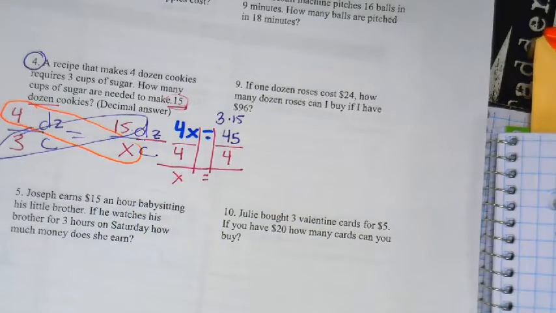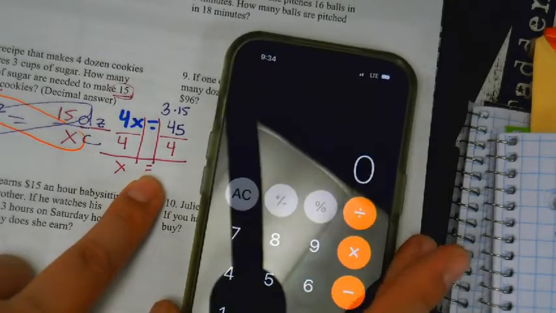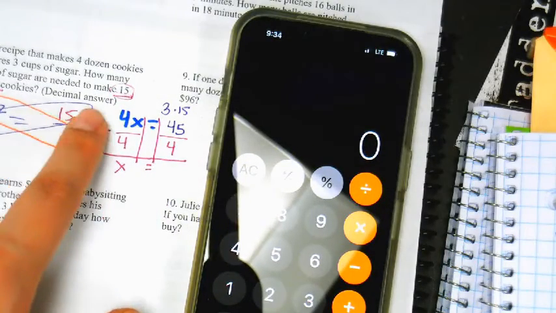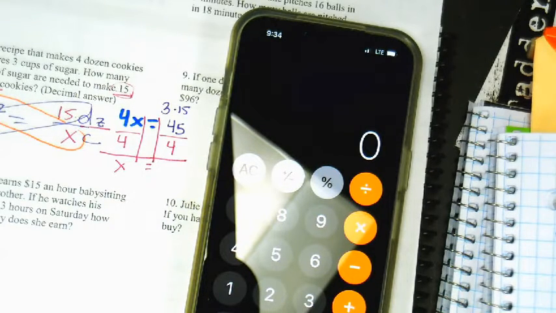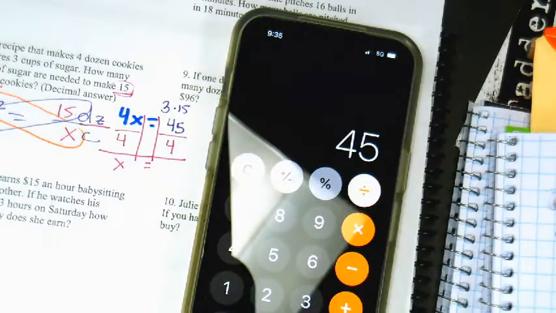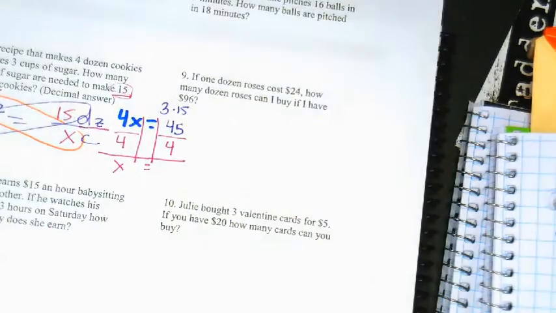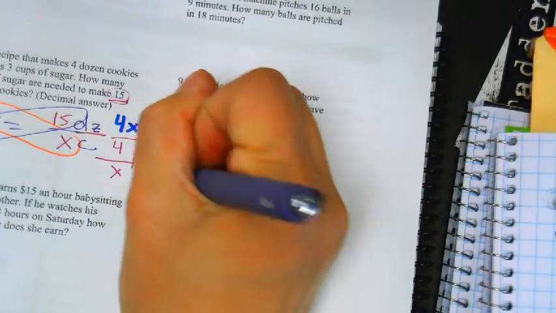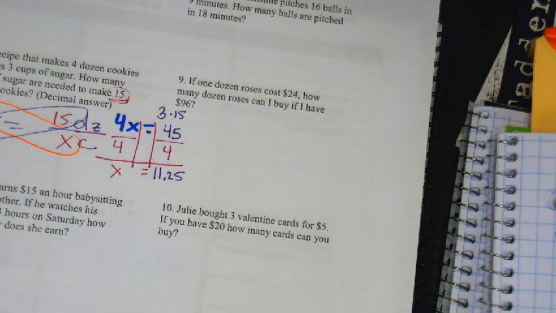Now I'm going to do it on my calculator. See how it says decimal answer? What do I do with the calculator? You tell me what to do. What do I type in first? 45. Yes, I was right. And then divided by 4. Equals 11.25. Yes, that's why it says decimal answer. So I can check for this.